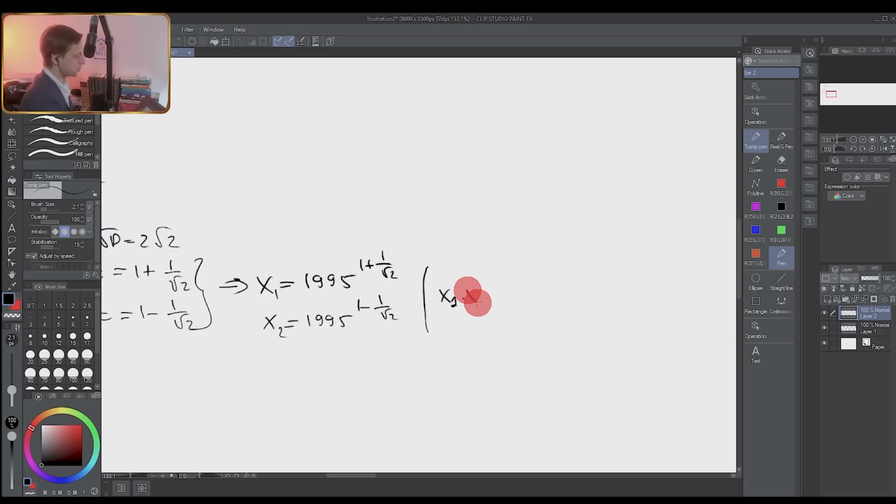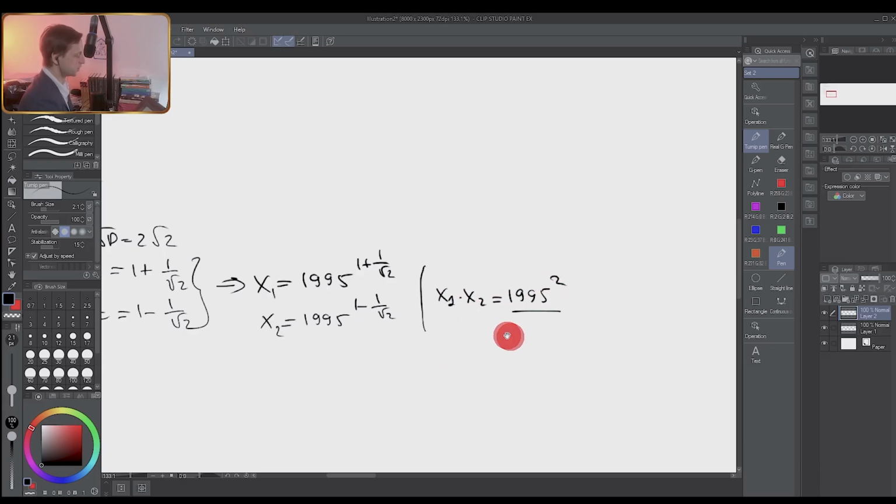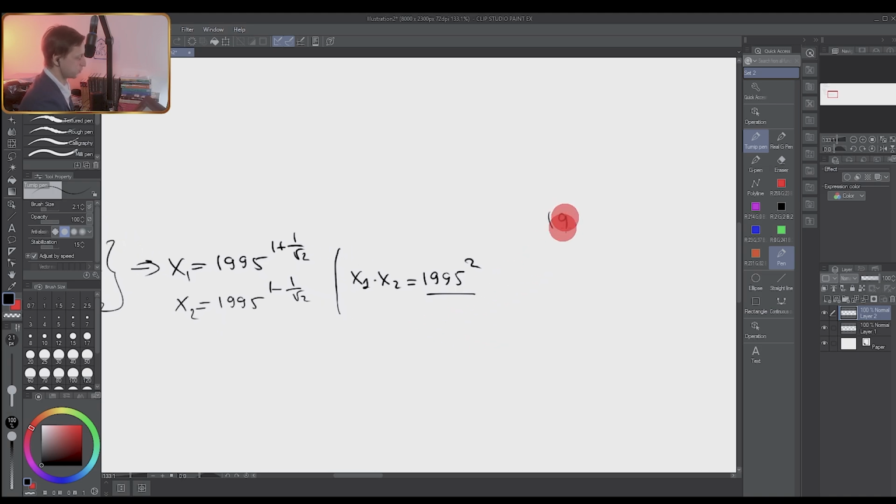And it means that x1 times x2 simply equals 1995 to the power of 2. It is the product of your numbers. x1 times x2 is simply 1995 squared, and if you square 1995, I'll multiply it, and you will find the last 3 digits of your product.